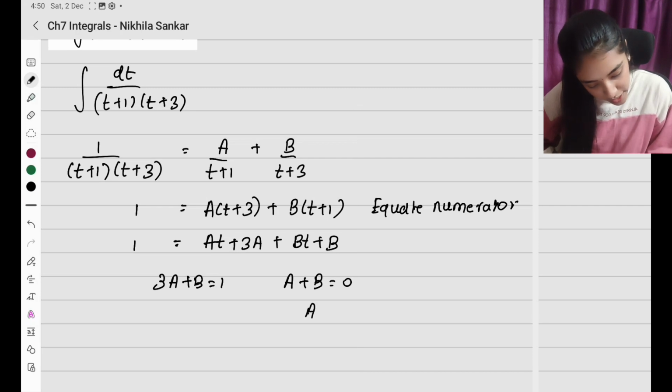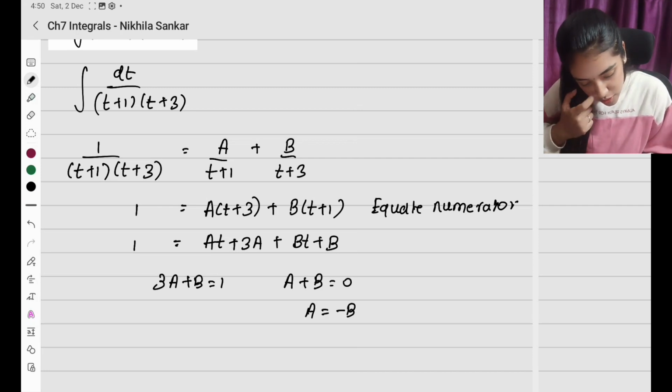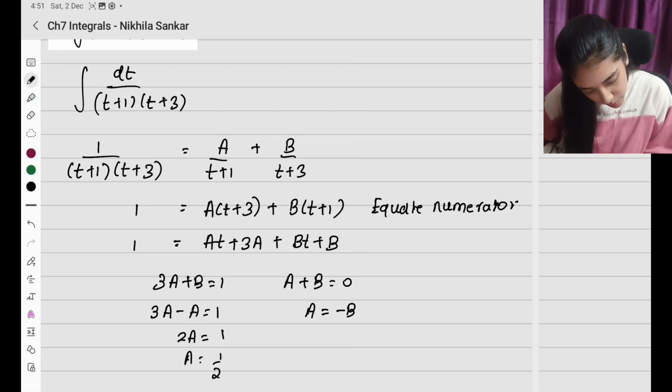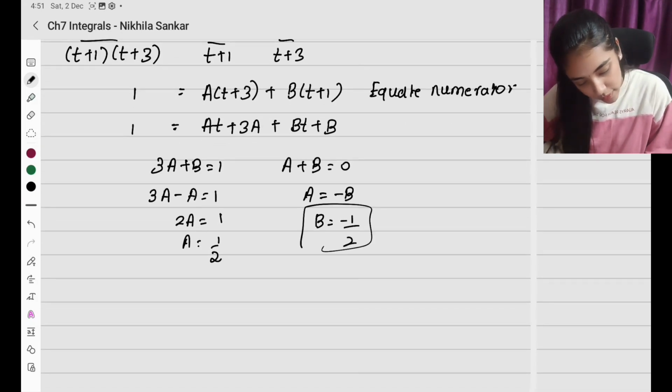So a equals minus b, or b equals minus a. So 3a minus a equals 1, 2a equals 1, a equals 1 by 2. So b equals minus 1 divided by 2. So I found the values for a and b.